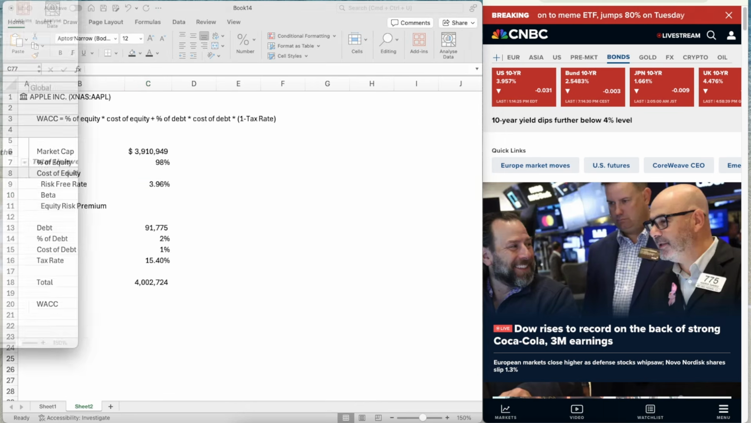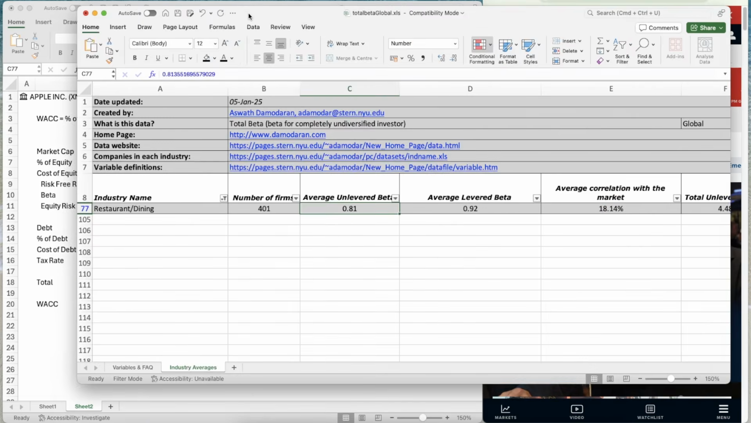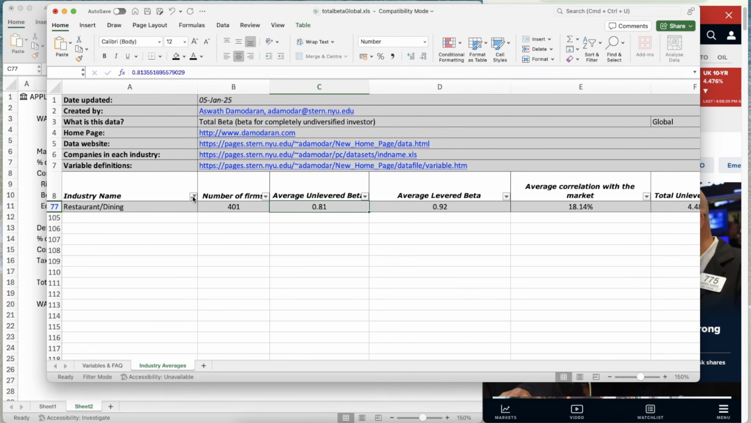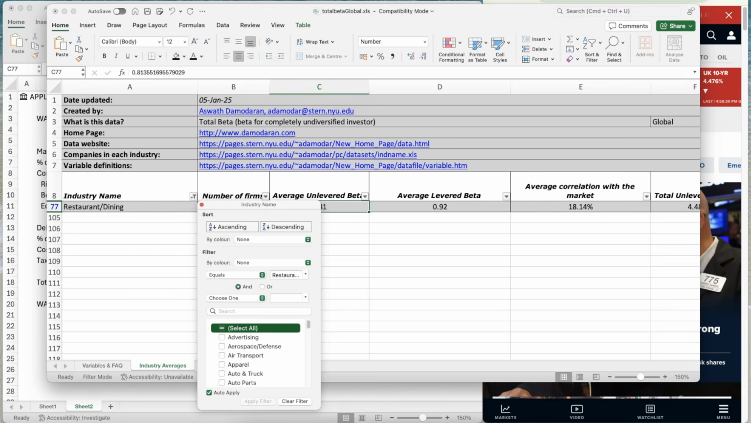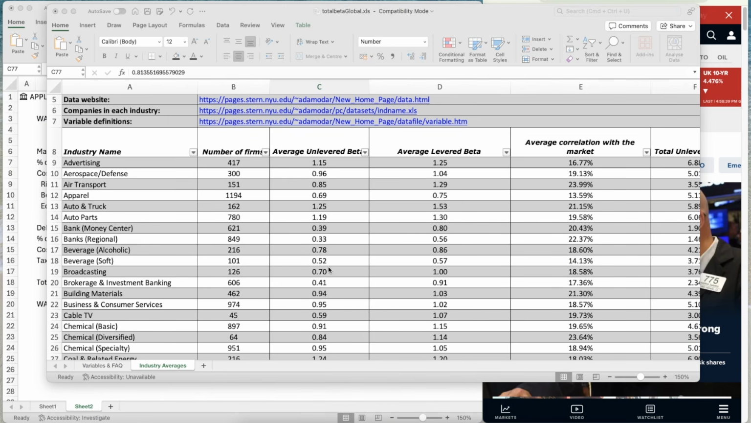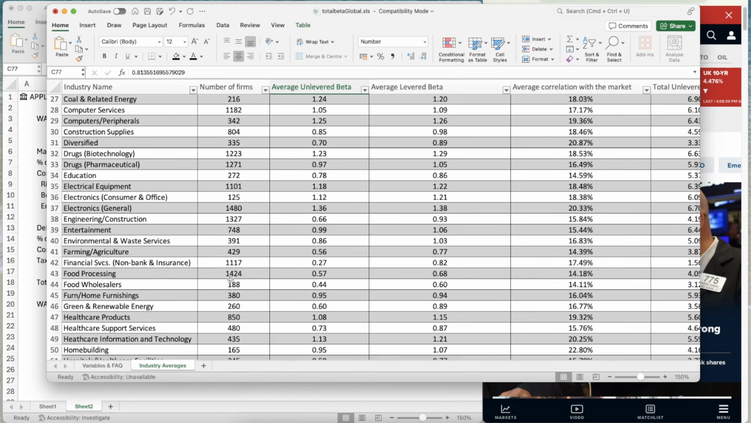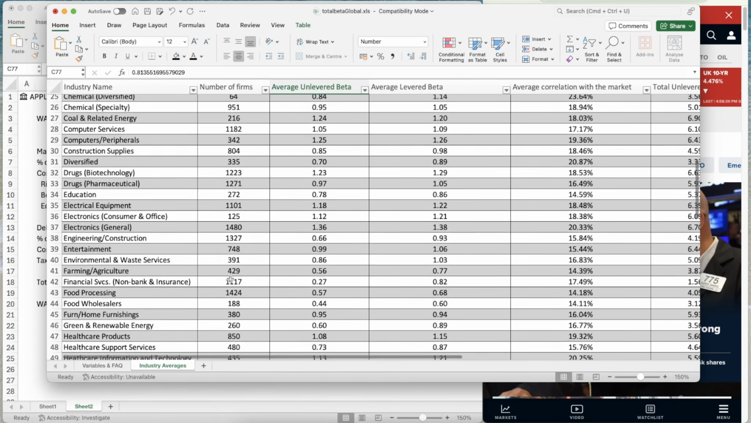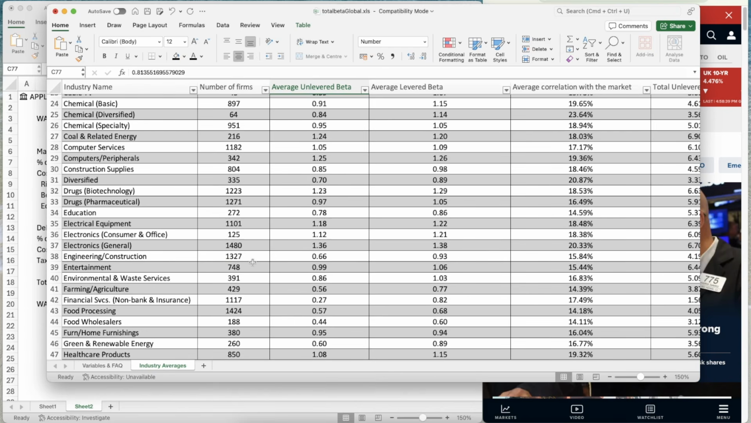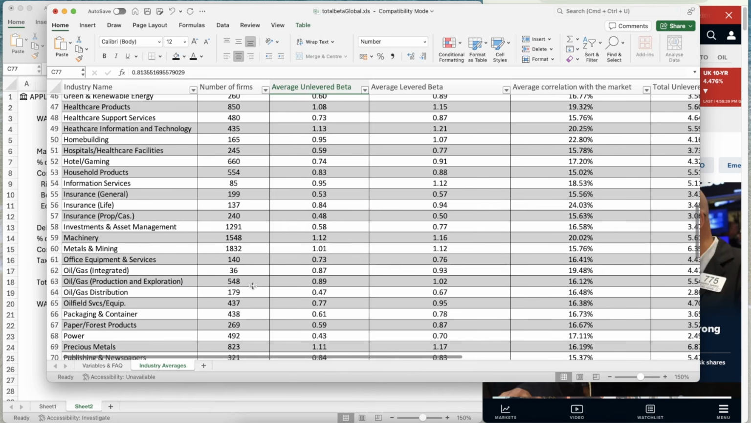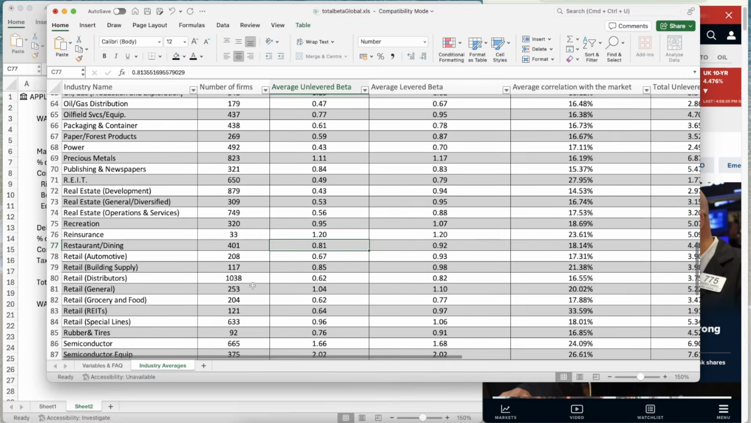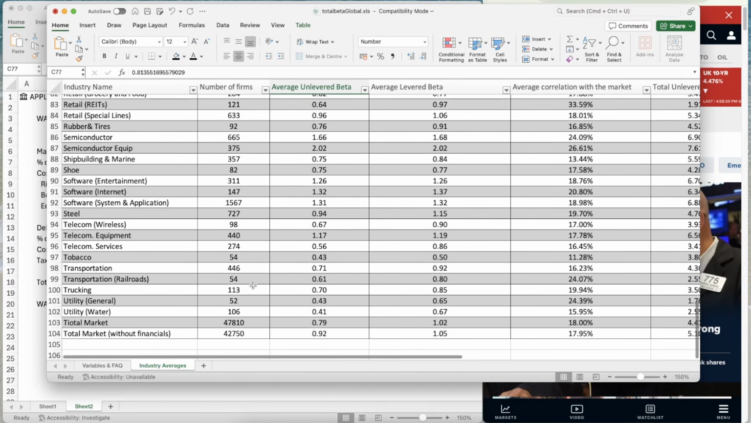The beta, the way we're going to do this now is we will pull up our total beta spreadsheet. There we are. We'll say that Apple is, we'll go electronics general for the hardware, and then software and system and application for the services part of it. Yeah, let's do that.